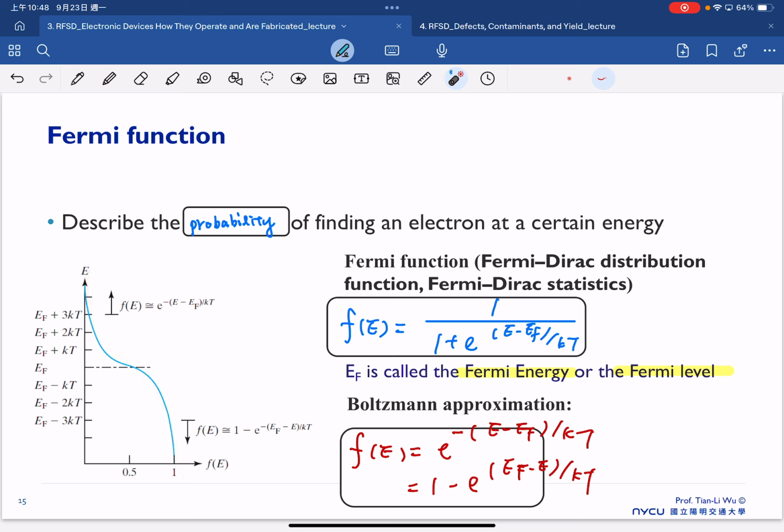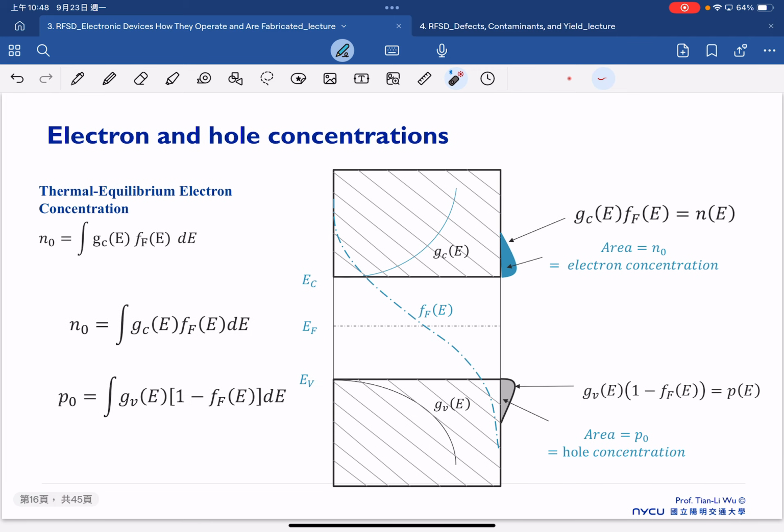Of course, right now you may still be very confused. I think it's pretty normal if you don't have a background or haven't studied semiconductor physics before. So far it's still confusing why we have to have the density of states, and why we still have to plot the probability. But the most important is the next slide, because the next slide explains everything.